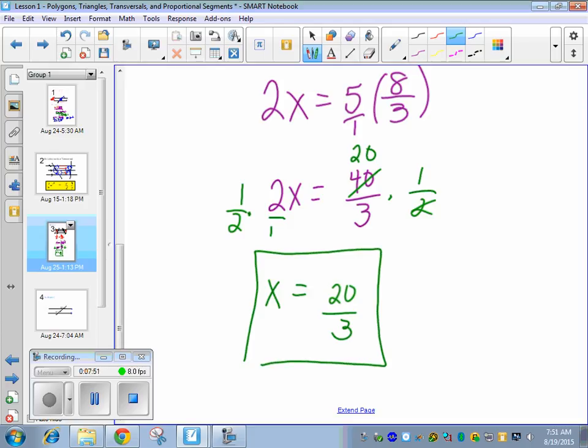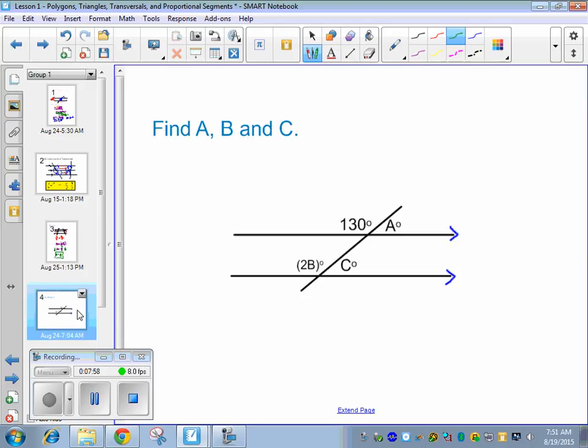Okay, if there was a distance on here, say they gave you centimeters, inches, since we're talking about length, you would put units, okay?